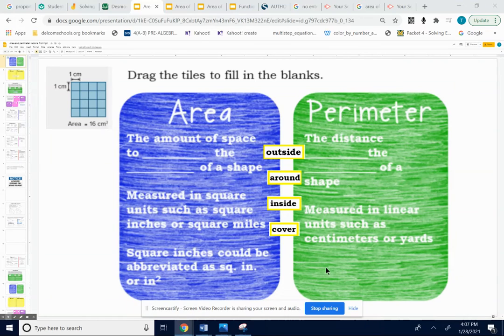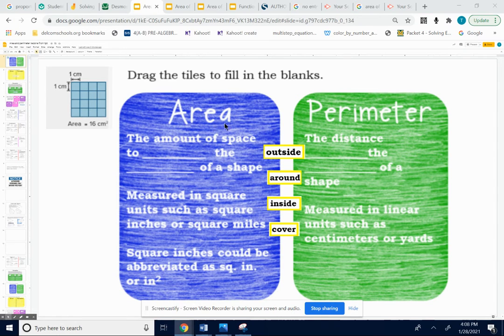Okay, this lesson is over area and perimeter. Hopefully it's mainly a review. But if you're quarantined, you can use these videos to help you complete the slide and to review this. So we have area and perimeter on the screen.